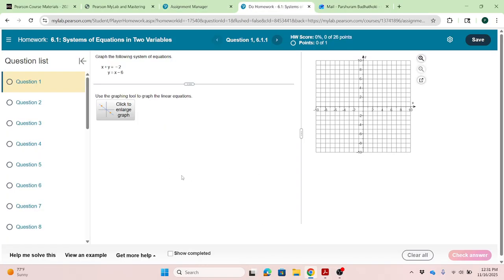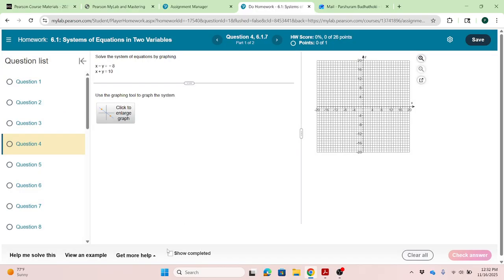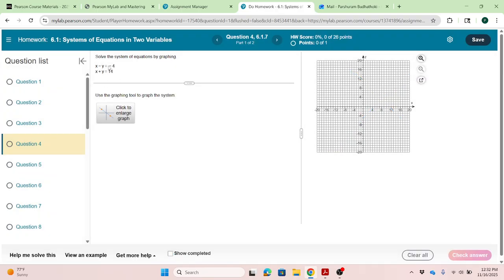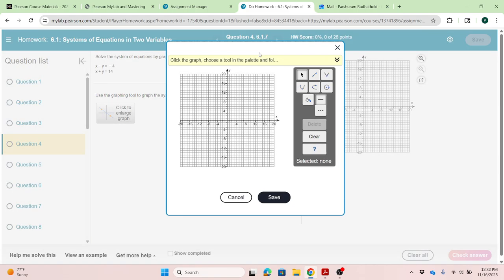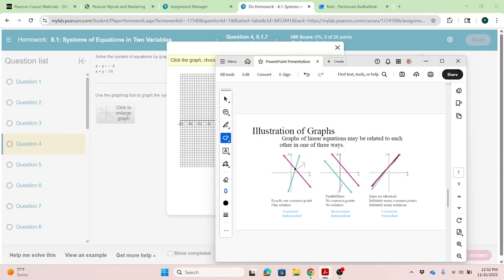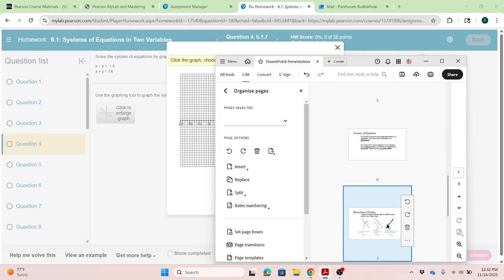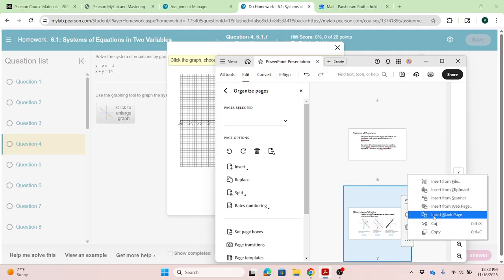Okay, so let's try to do one example. Let's say this is the problem. We try to solve this system of equations by using the graphing method. Our first job is to plot the graph of the first line. For that, you need to find the points on that line. So how do you find the points? You can find 2 points on one line.